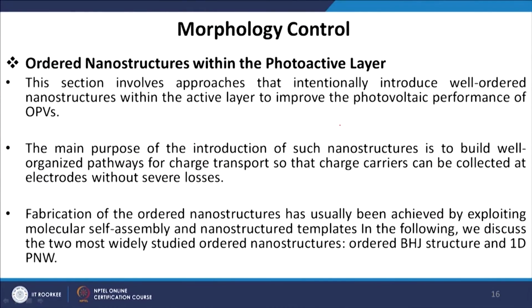The main purpose of introducing such nanostructures is to build well-organized pathways for charge transport, so that the charge carriers can be collected at the electrodes without severe loss. Fabrication of ordered nanostructures has usually been achieved by exploiting molecular self-assembly and nanostructure templating. In the following, we discuss the two most widely studied ordered nanostructures: ordered PHJ structures and 1D PNW structures.